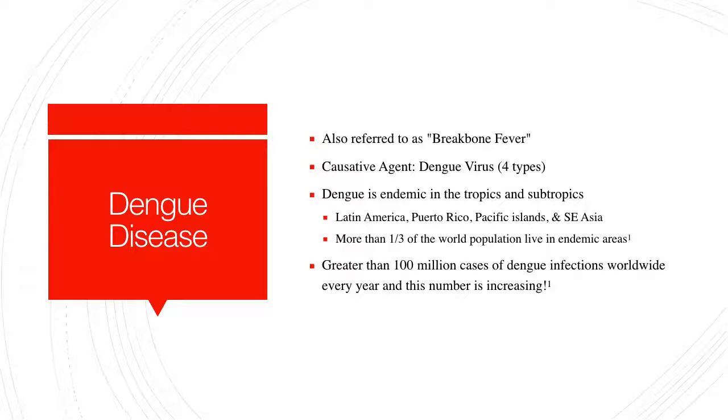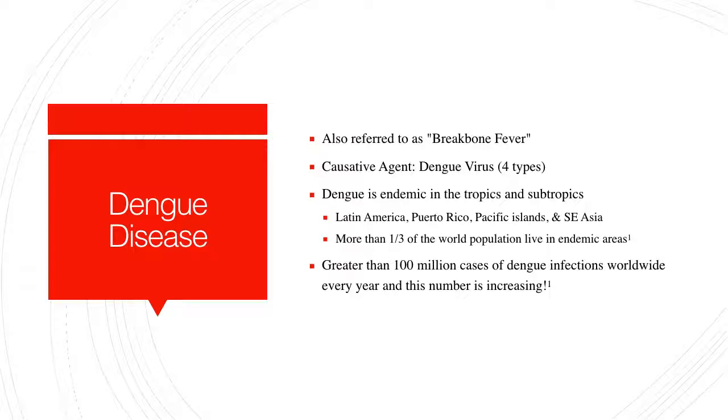Dengue disease is also known as breakbone fever due to the severe pain that it can cause in your muscles and bones. Dengue disease is caused by a dengue virus. There are four types of dengue virus: DENV1, 2, 3, and 4, with DENV1 being the most common.